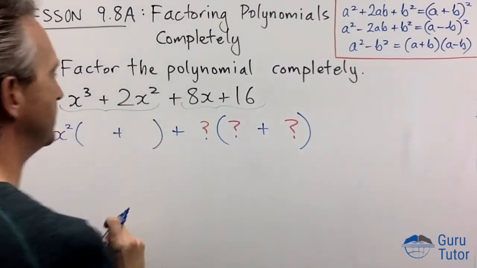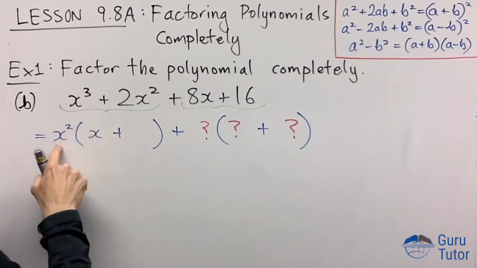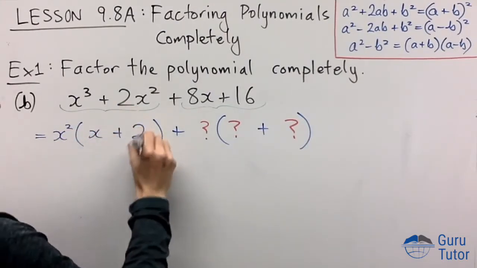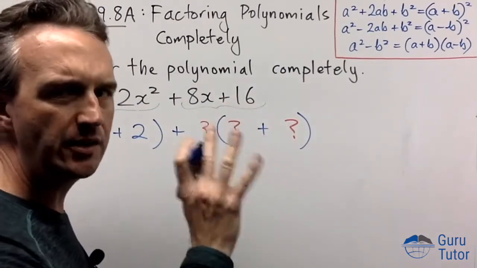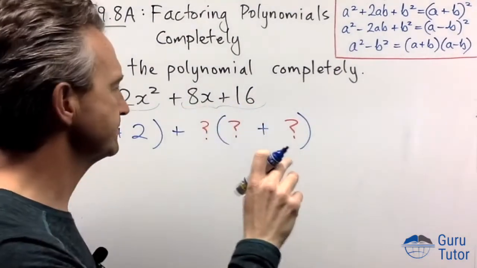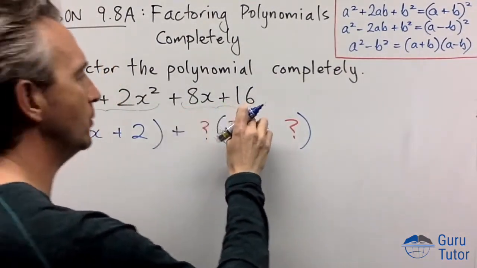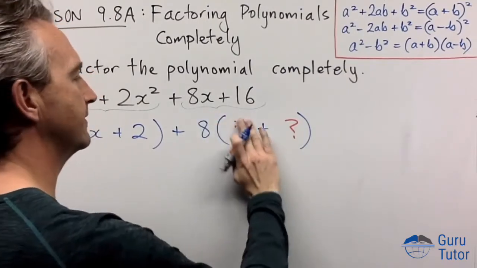And what else goes inside the brackets? Let's think backwards. This times what gives this? X. This times what gives this? 2. And over here, got 8x, 16. No x's are common, but they're both even, we can take out 2. Oh, wait a second, we can take out 4. Oh no, we can actually take out a full 8 here.